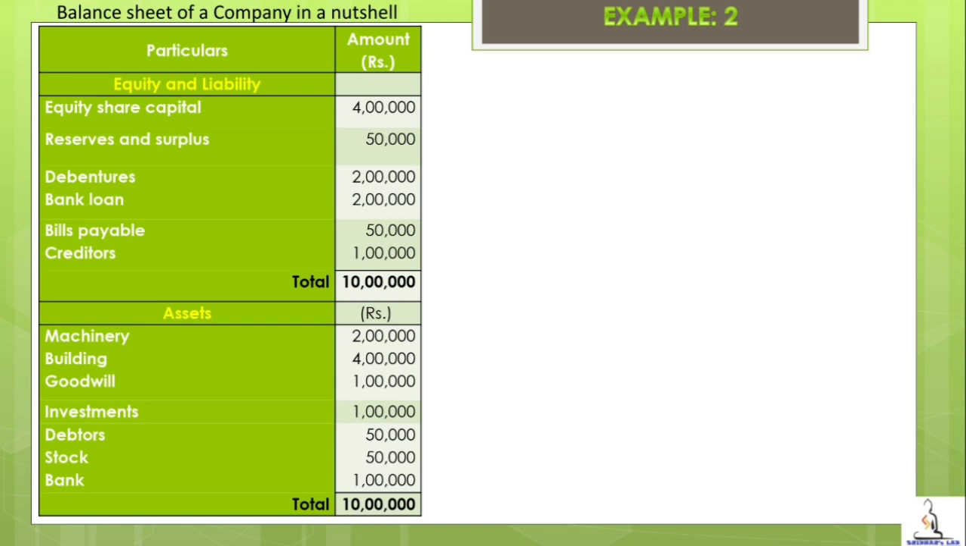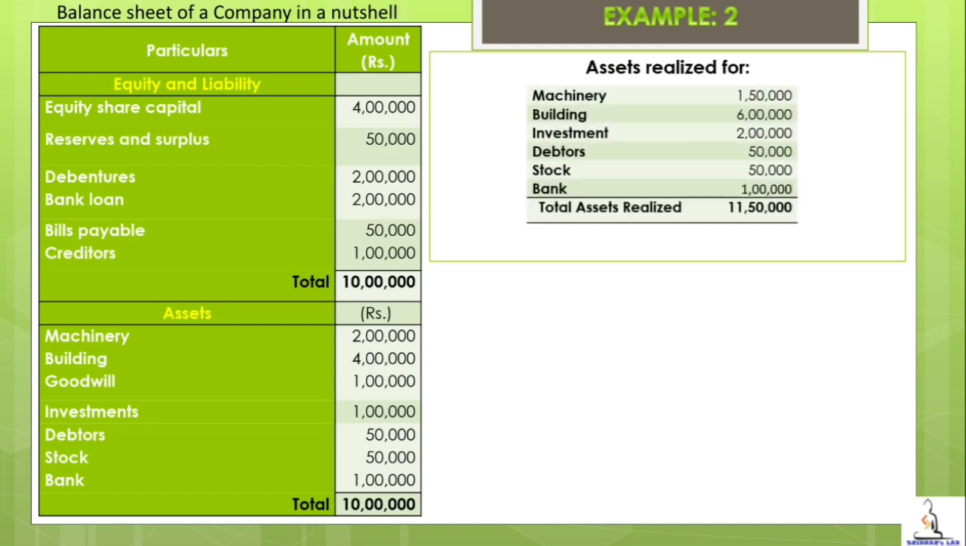And if they try to realize the assets, this is how they have realized their assets. Machinery book value was 2 lakh, they have realized it for 1 lakh 50,000. Building was earlier 4 lakh, now it has been realized for 6 lakh. Investments were 1 lakh, now realized for 2 lakh. Debtors were 50,000, realized for 50,000. Stock earlier 50,000, now realized for 50,000. Bank 1 lakh rupees. The total assets realized are 11 lakh 50,000. As said earlier, goodwill cannot be realized because it's not a realizable asset.